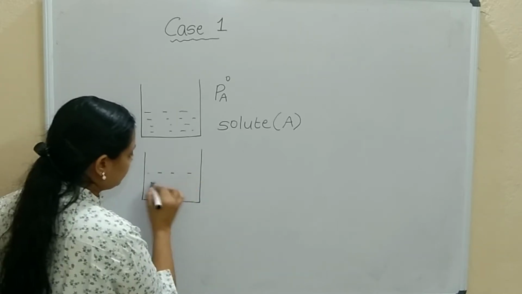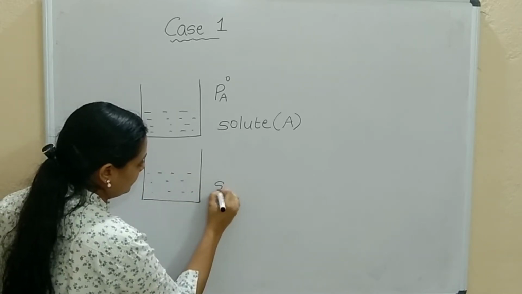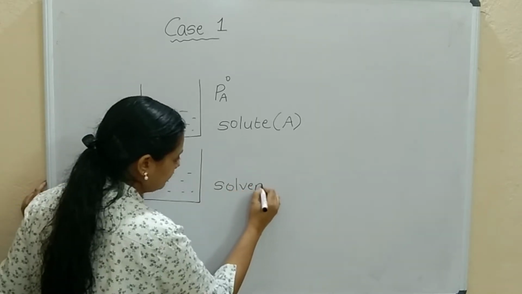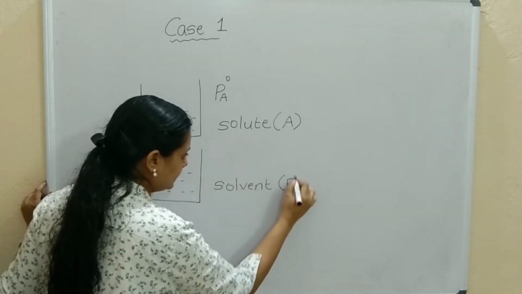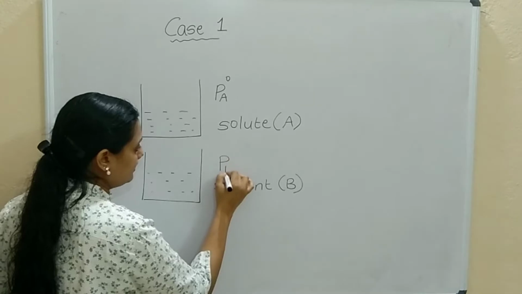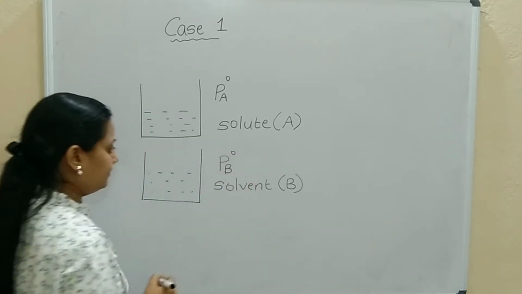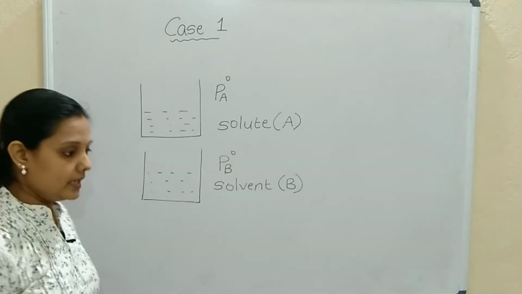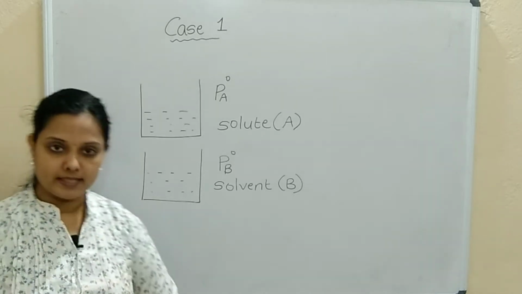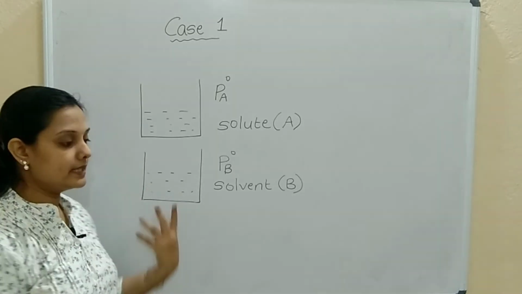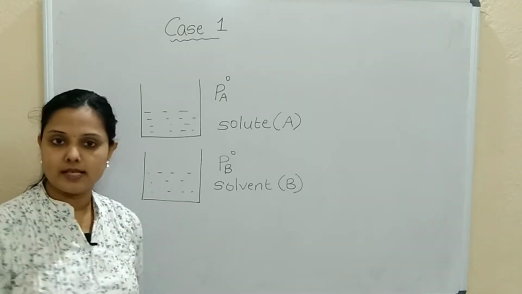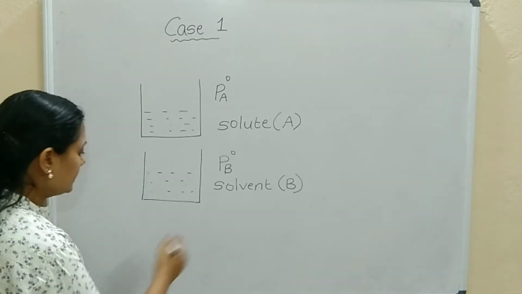In the second beaker, I am taking solvent B. We are denoting the solvent as B. Its vapor pressure will be PB degree. Now both are volatile in nature. Think that solute and solvent are both volatile in nature.